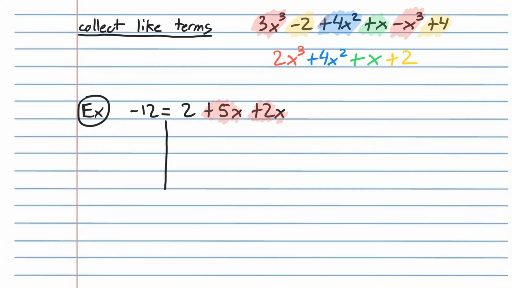So 5x plus 2x gives us 7x. And anything that did not change, make sure you bring that down. So we still have a 2, and we still have that negative 12. Now we're down to the basic two-step equation, which we were working with in the last video, right?